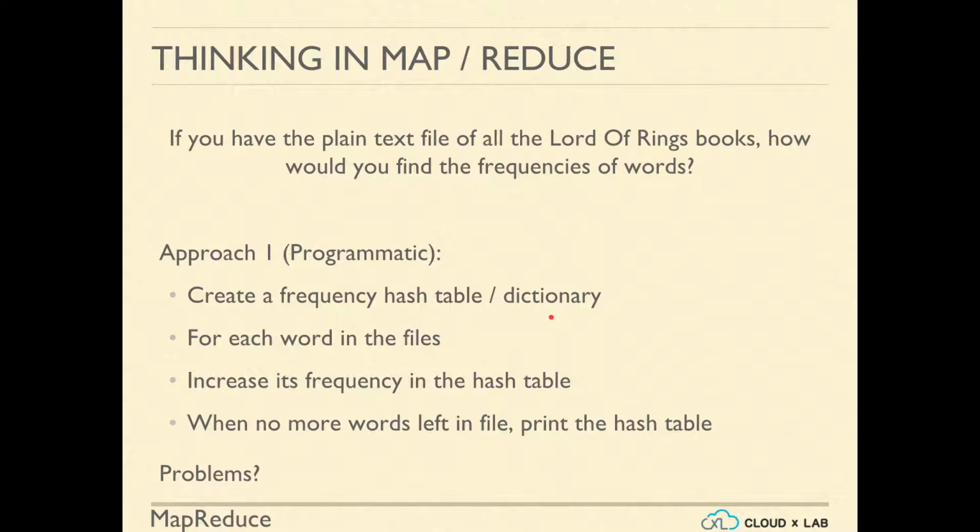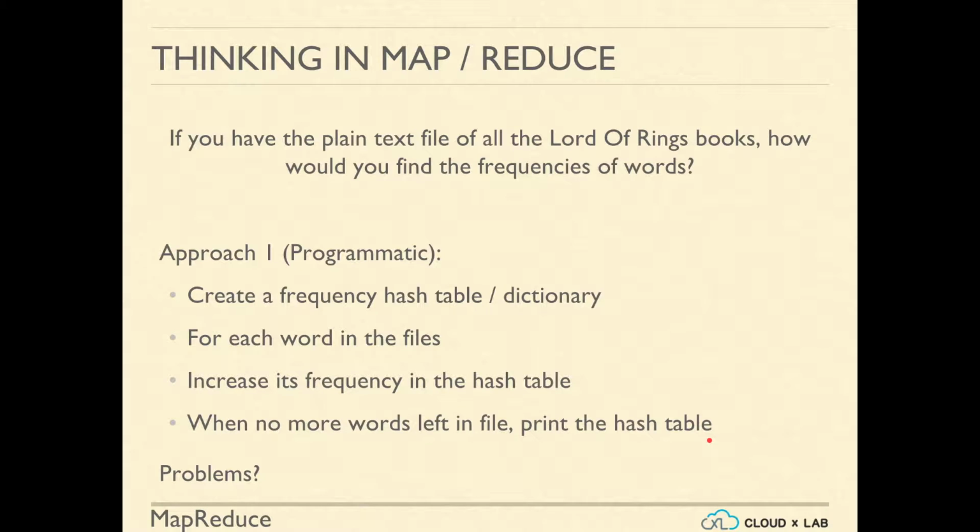In this approach, we will use an in-memory data structure called a hashmap or a dictionary. Initially, we will create an empty dictionary such that the key will be the word and the value will be how many times a word has occurred so far. We read the data one word at a time. For each word, we increase its count if it exists in the dictionary. Otherwise, we add the word in the dictionary with a count of 1. And when there are no more words left, we print the key values from the dictionary.